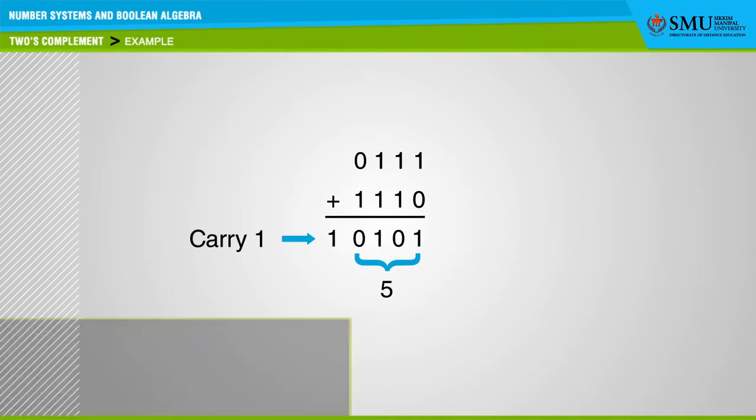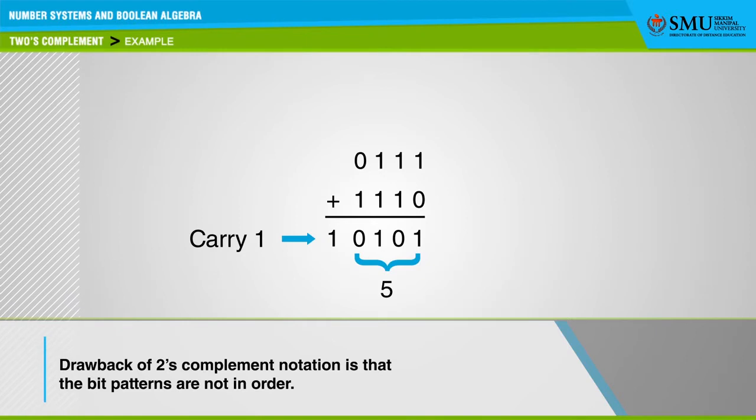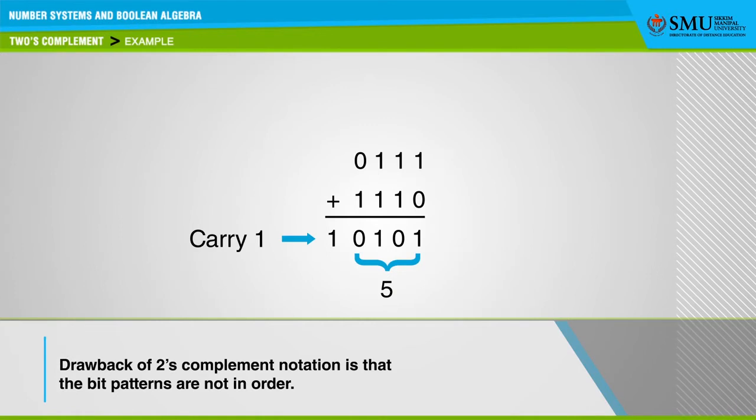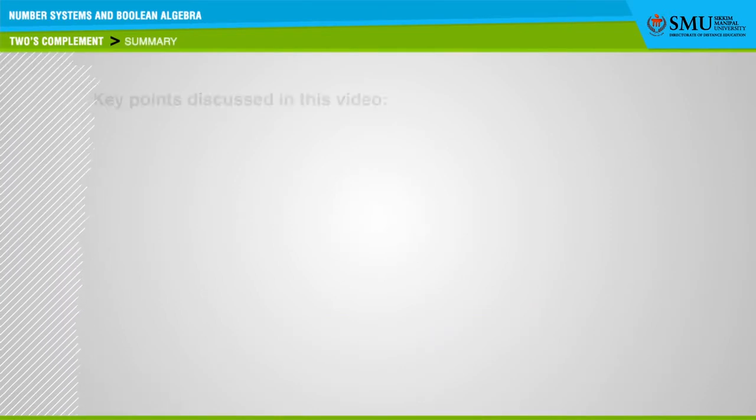the expected result. The only drawback with the 2's complement notation is that the bit patterns are not in order. That is, comparing the bit patterns alone does not provide any information as to which number is larger.